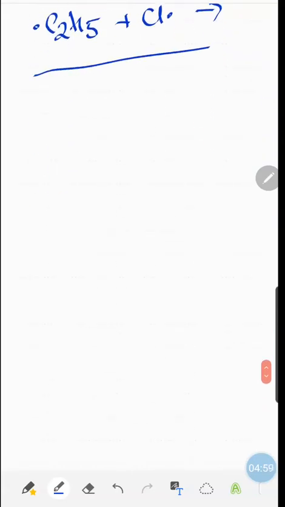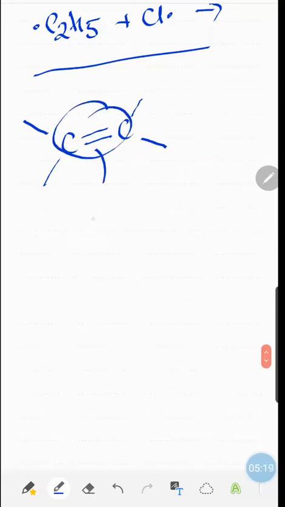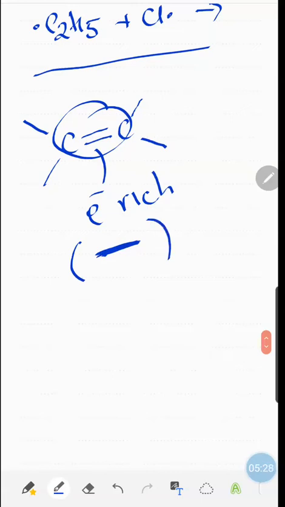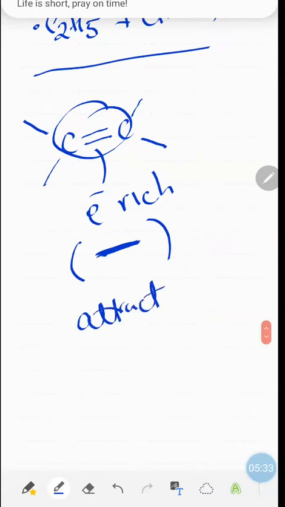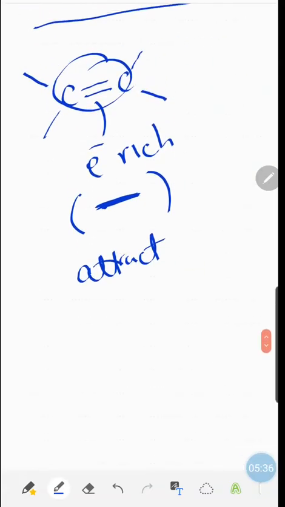Now I'm going to look at alkenes. Alkenes undergo electrophilic addition. The reason is alkenes have an electron-rich double bond. This double bond here is electron-rich. Think of it as a negatively charged area. It will attract an electrophile.